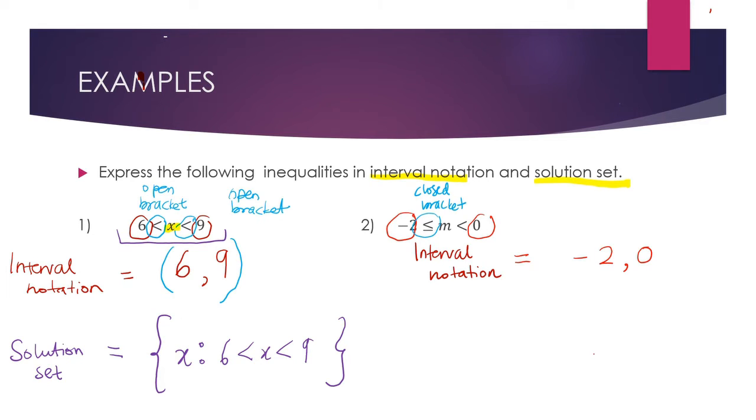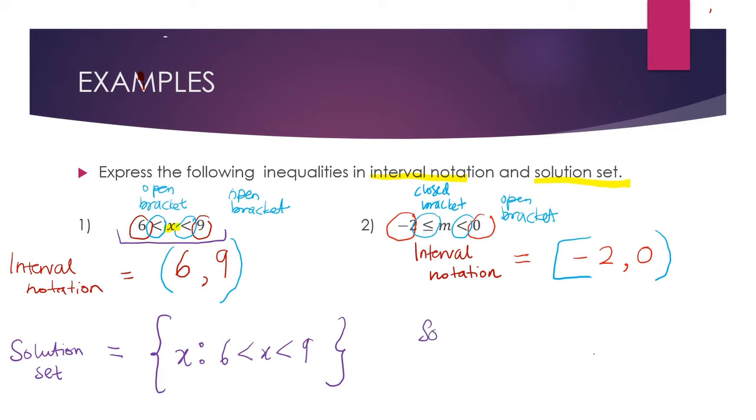So I have a closed bracket at -2, my closed bracket. Then I look at the inequality at 0. The inequality here this time is less than. There is no equal sign, so it means that it will be an open bracket. So at 0, it is an open bracket.